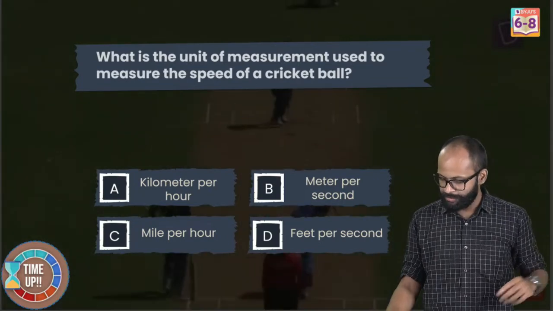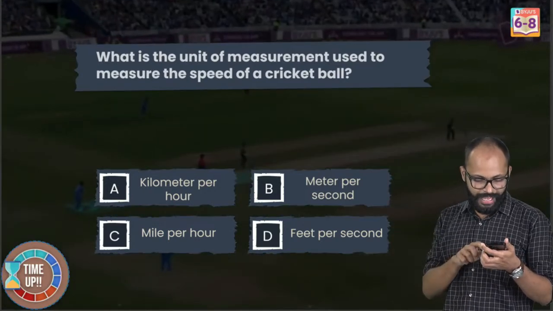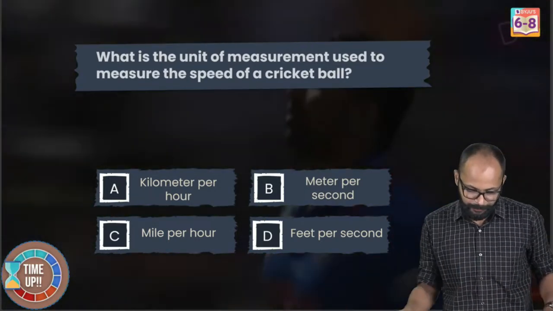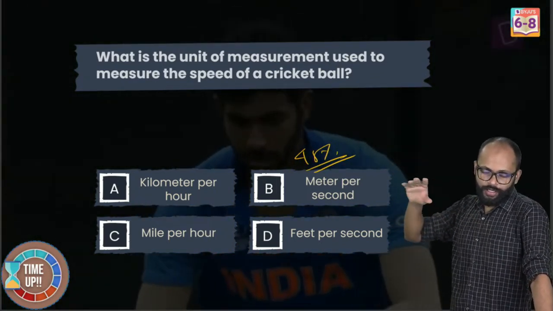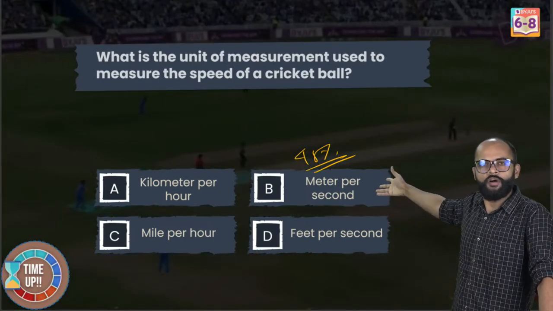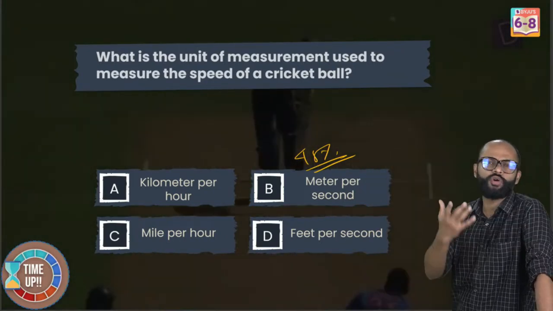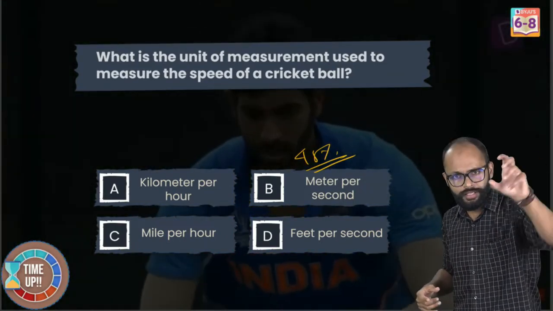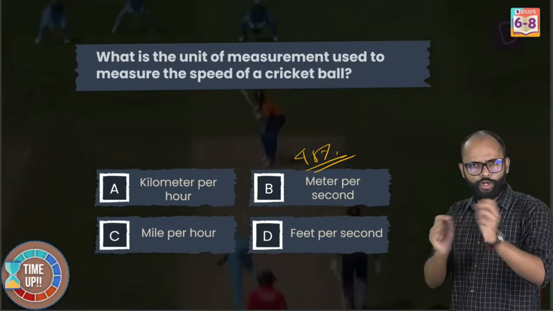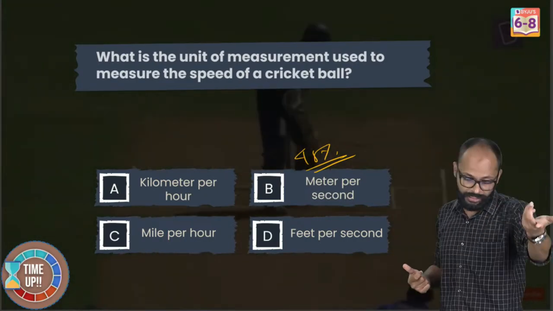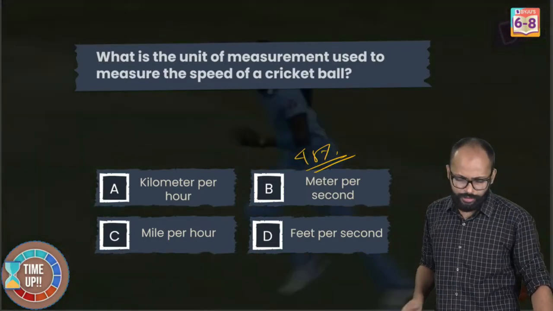3, 2, 1, and time is up. We have option B is 45%. Okay. See, I will not answer this question right now. All these are units of speed. कोई भी ऐसा नहीं है जो unit of speed ना हो. भाई distance upon time is what speed is. Kilometer क्या है? Distance. Hour क्या है? Time. Kilometer per hour is a unit of speed. Meter per second unit of speed. Yes, it is an SI unit of speed basically. Mile per hour also unit of speed. Feet per second also unit of speed. है ना? वो सब ठीक है.